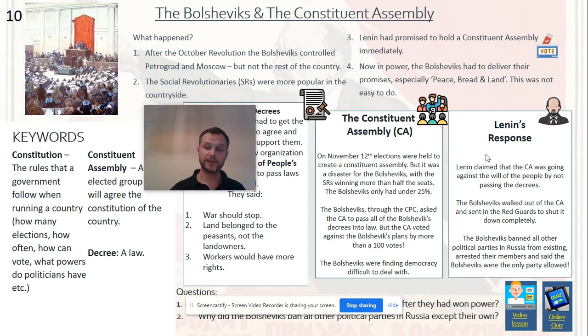They ban all other political parties from existing. They arrest their members, throw them in jail, and say that the Bolsheviks are the only party that can legally exist in Russia.